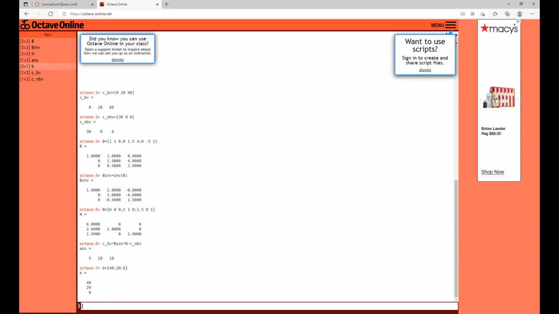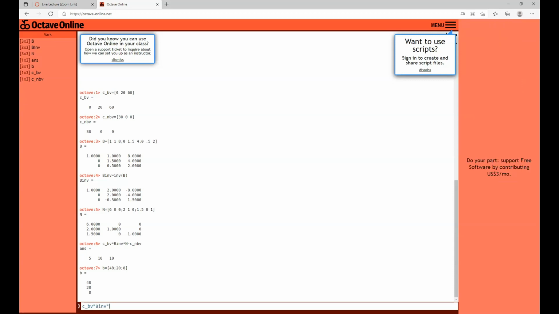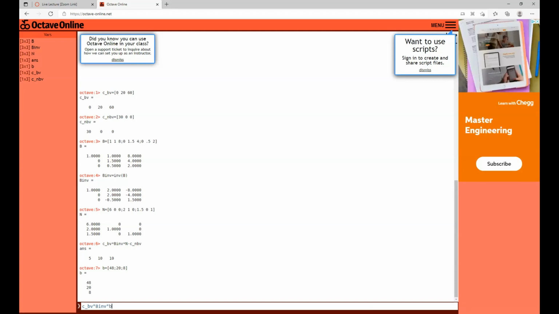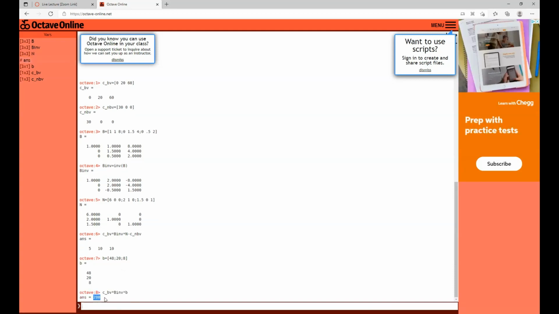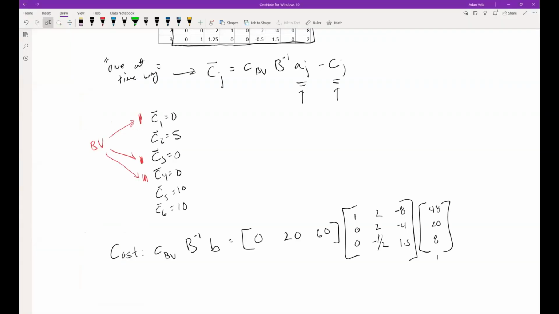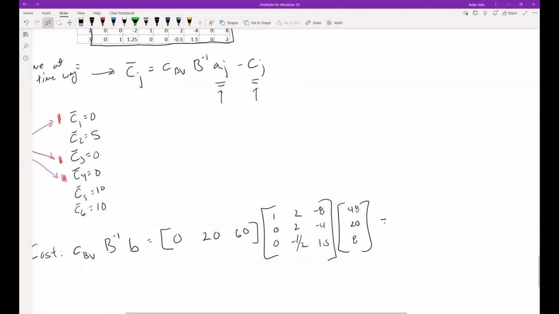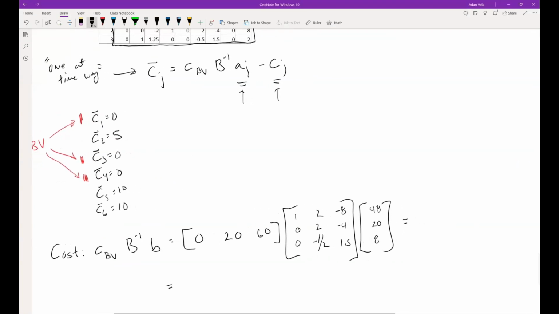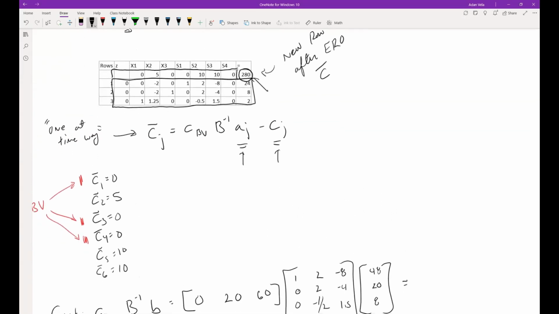Okay. And so we can calculate the cost by multiplying CBV times B inverse times B. There we go, 280. All right, so this is what we expected, right? Because we already solved this manually. So we have this guy.